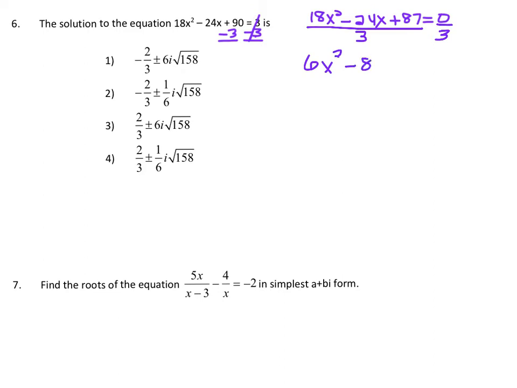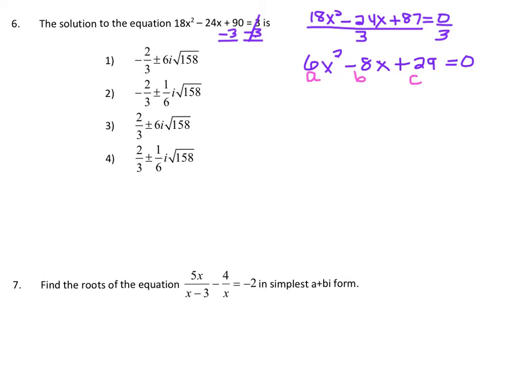minus 8x, and then plus, without your calculator, if 90 divided by 3 is 30, wouldn't 87 divided by 3, since 87 is 3 less than 90, just be 1 less than 30, right? It would be 29. And then 0 divided by 3 is just 0. So this is the equation that I'm going to plug into the quadratic formula. So if you look at this, we know that a is 6, b is negative 8, and c is 29.